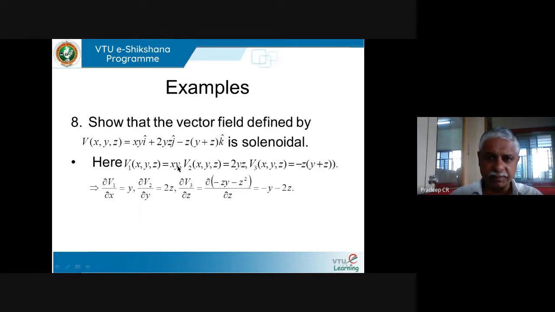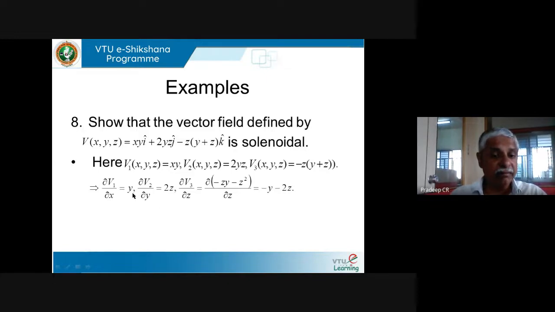If I differentiate XY with respect to X, Y is treated as constant and the derivative of X is 1, so I'll get Y. Similarly, the derivative of 2YZ with respect to Y is 2Z. And the derivative of this bad looking function, minus ZY minus Z square, with respect to Z is minus Y minus 2Z.